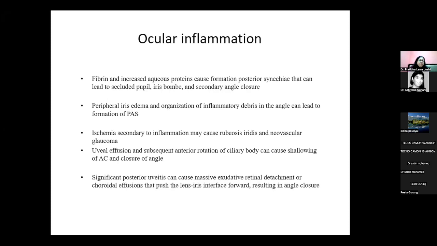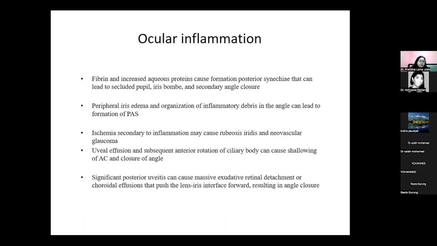Certain ocular inflammations can also cause secondary angle closure. The fibrin and increased aqueous protein cause the formation of posterior synechiae that can lead to seclusio pupillae, iris bombe, and secondary angle closure. Peripheral iris edema and organization of inflammatory debris in the angle can also lead to formation of PAS leading to angle closure.